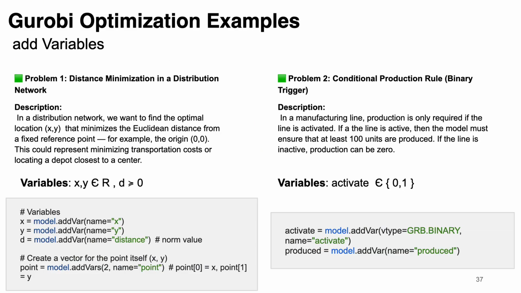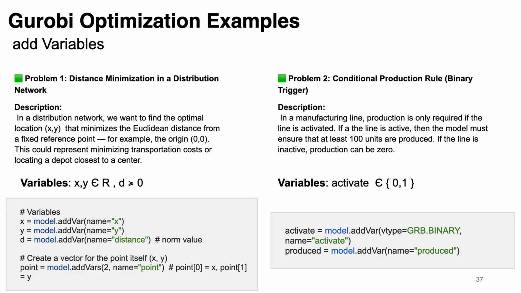Let's return to our 5 examples and see how these variables are actually declared in code. For problem 1, the distance minimization, we need coordinates and a distance metric. We can define them individually: x equals model.addVar, y equals model.addVar, and d equals model.addVar. Alternatively, we can group the coordinates into a vector using point equals model.addVars(2).